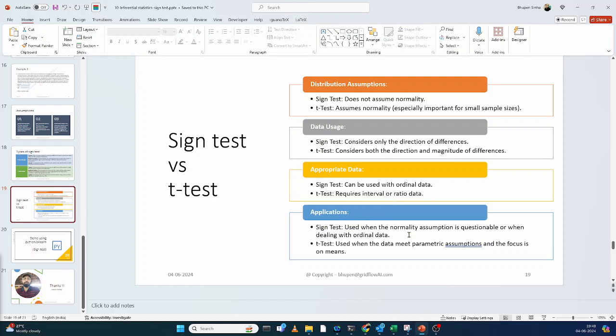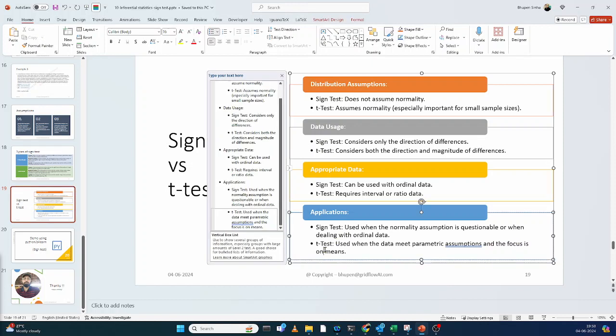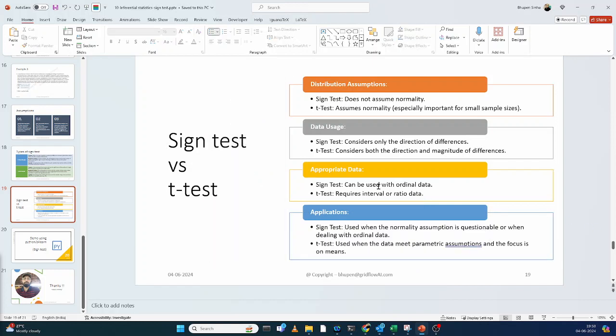And applications of sign tests: when the data is not normally distributed or you have some doubt about the distribution or you think there are some outliers in the data, a skewed representation of data, then consider sign test. T-test is a perfect choice when you have a parametric situation. That means you're normally distributed. Even if it is slightly less normally distributed, then also t-test would be a perfect choice. And the t-test uses means instead of the median. So that's pretty much on sign tests.